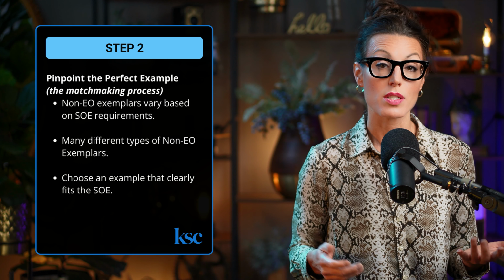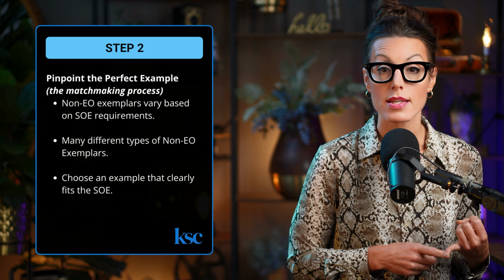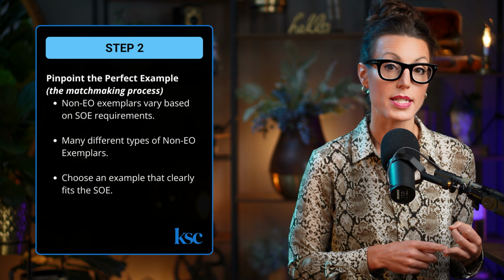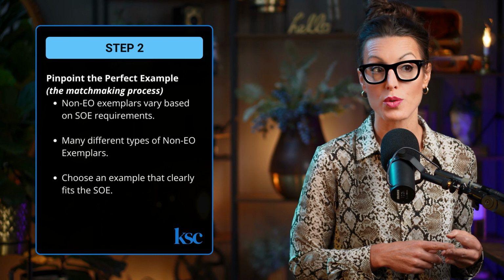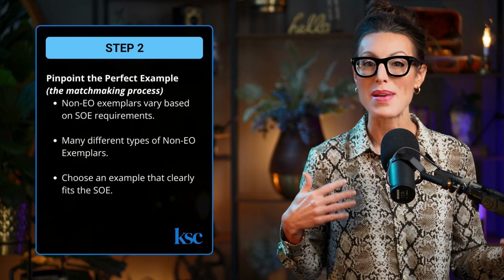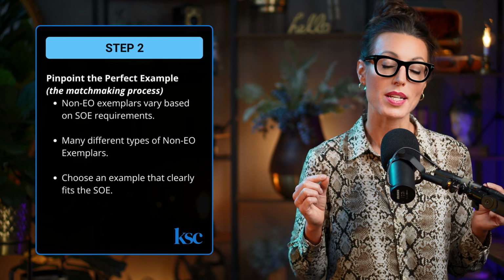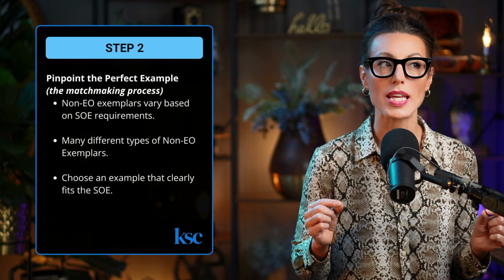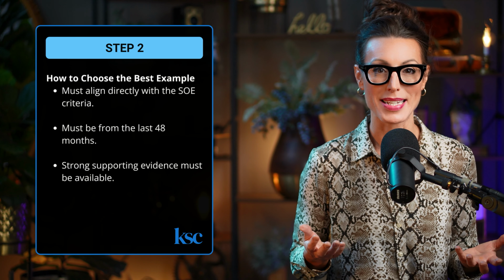Some of them actually focus on organizational structures or processes, something like shared governance. Some of them focus on how the organization supports or recognizes nurses. And there are others that focus on individual or team contributions, et cetera. There are many different varieties of non-EO exemplars. So as you look for an example in your organization, really be intentional about selecting one that truly fits the SOE criteria. Now, how do you go about choosing the best example?